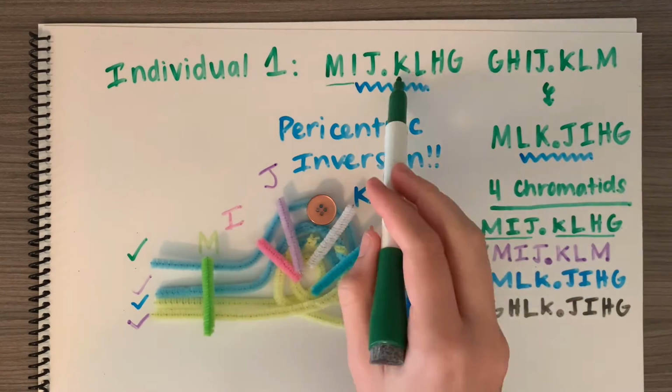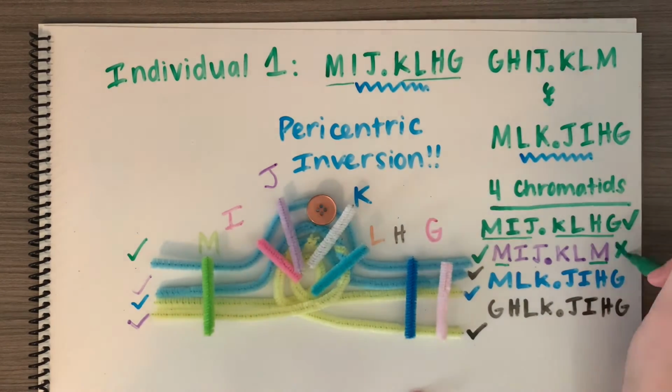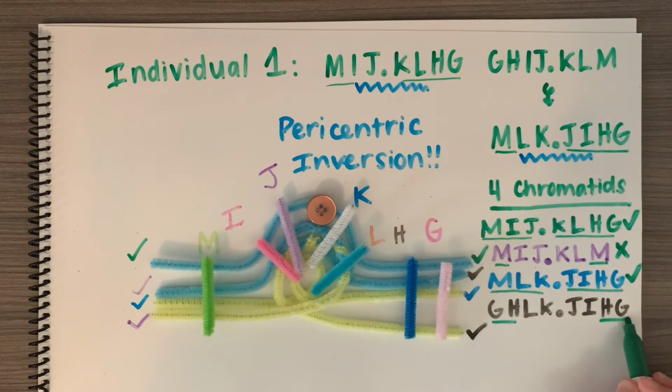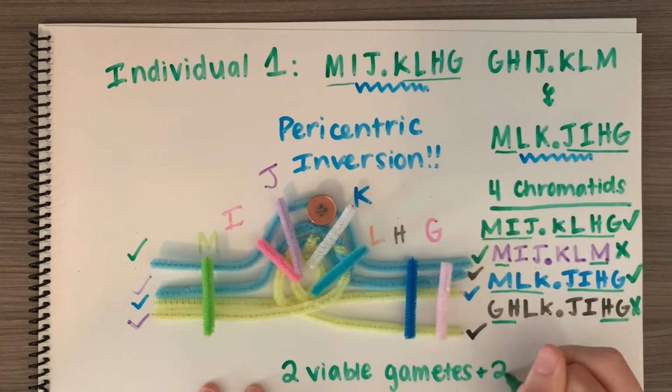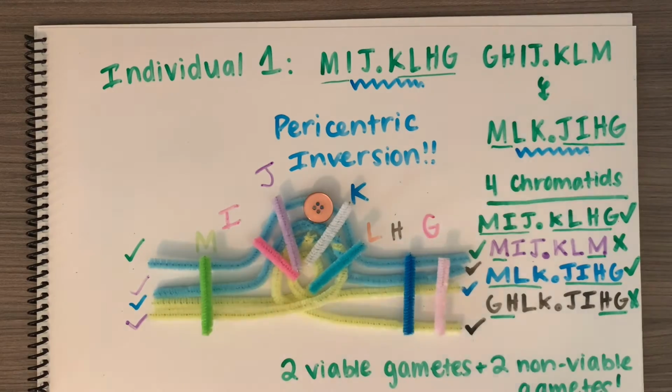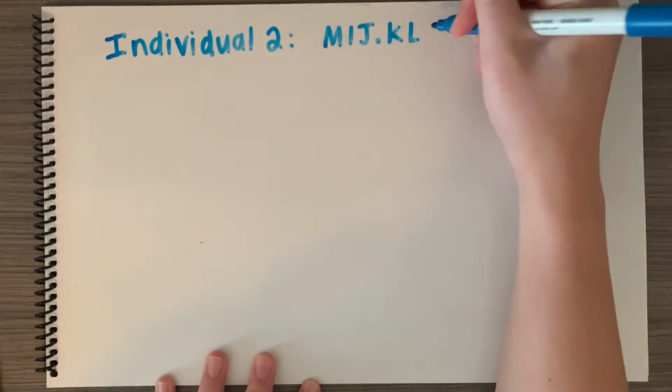Now we will look at each of the four chromatids and decide which ones are viable. Any chromatid that has a repeated gene loci or a deleted loci will not be viable, but the two that match the parent will both be viable. Now we will look at individual 2, who has the following chromosomes.